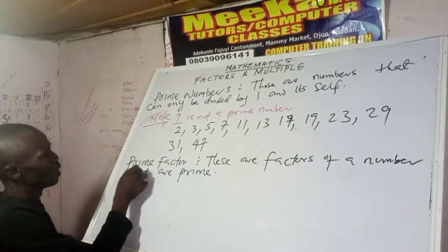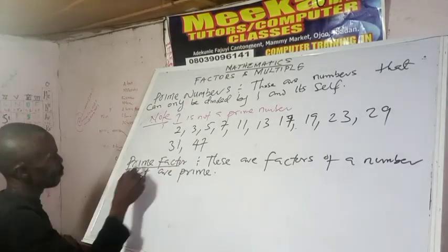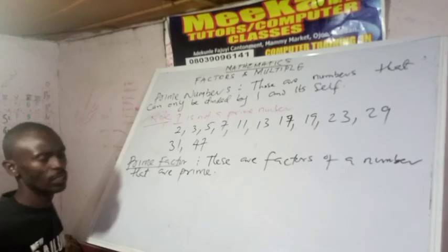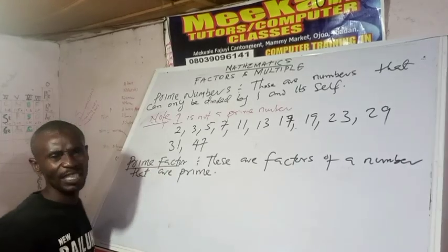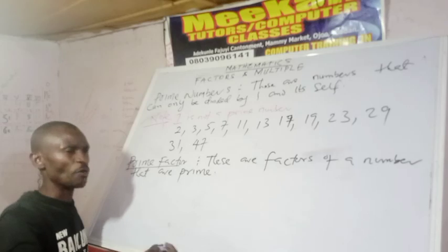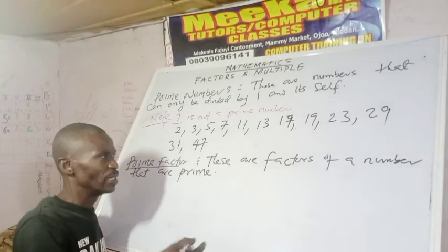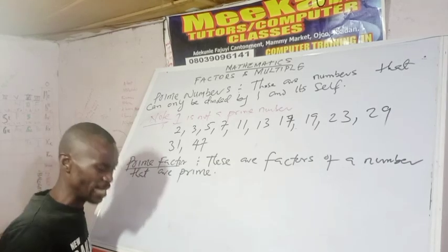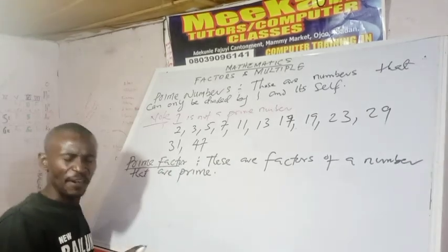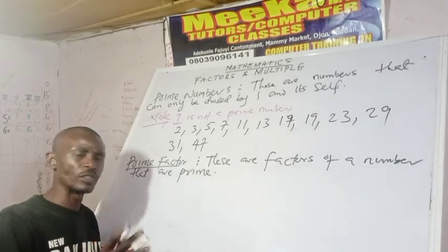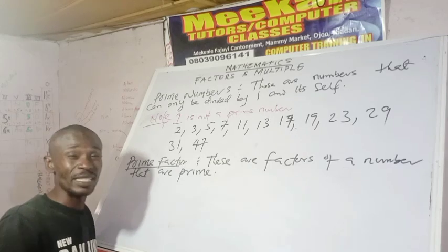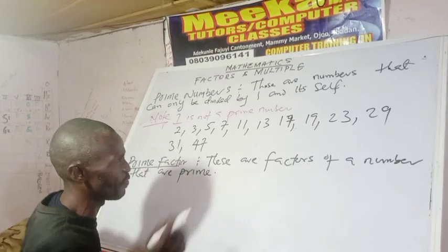Now, from prime number we move to what? Prime factors. What do you understand by prime factors? Prime, you all know, is a number that can only be divided by 1 and itself. Then prime factor, in any given number, the first thing you need to do is find the factors, then the next thing is going to be what are the prime numbers we see in the factors.